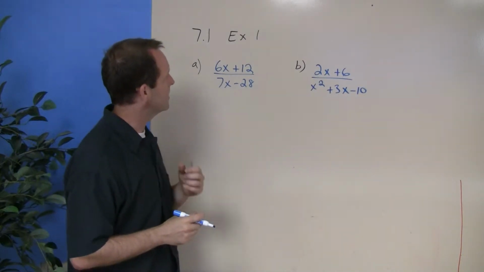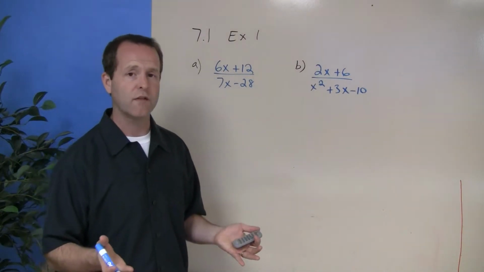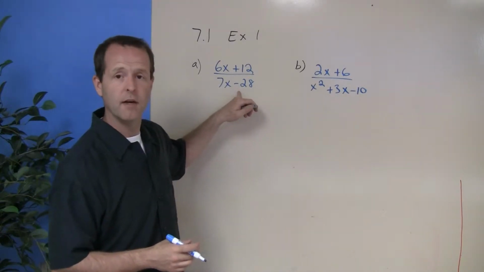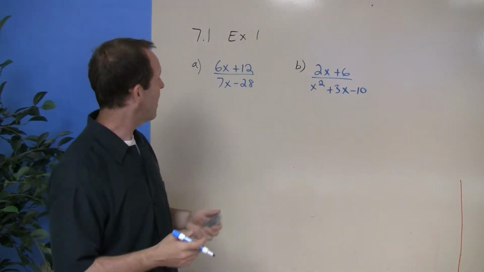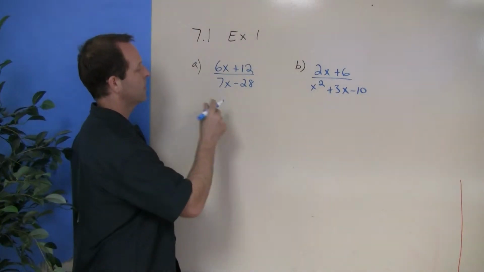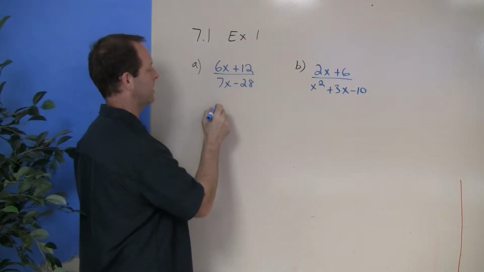The first example, 6x plus 12 over 7x minus 28. This one's valid for all x's except when the denominator becomes a 0. To find that out, let's find out what x makes this crash. So I'm going to take 7x minus 28, the denominator, and set it equal to 0.